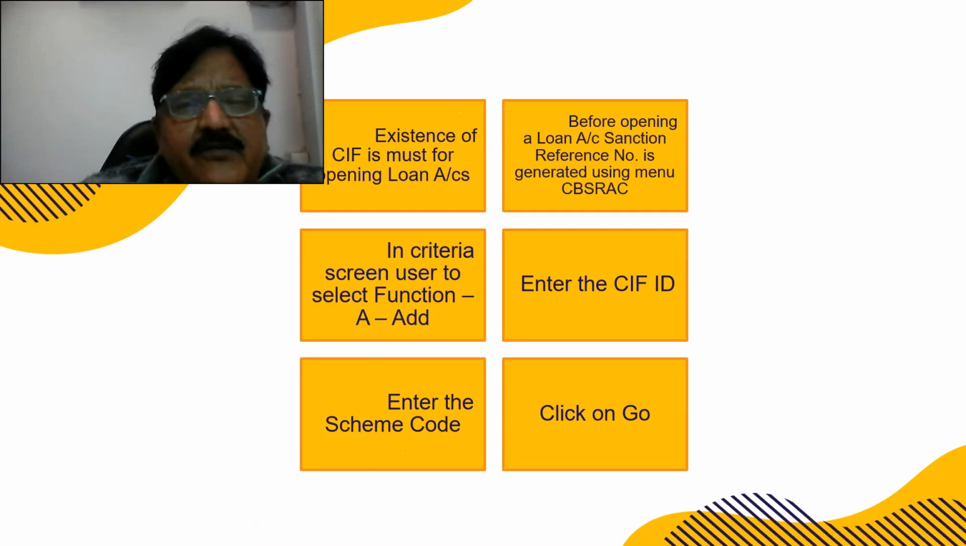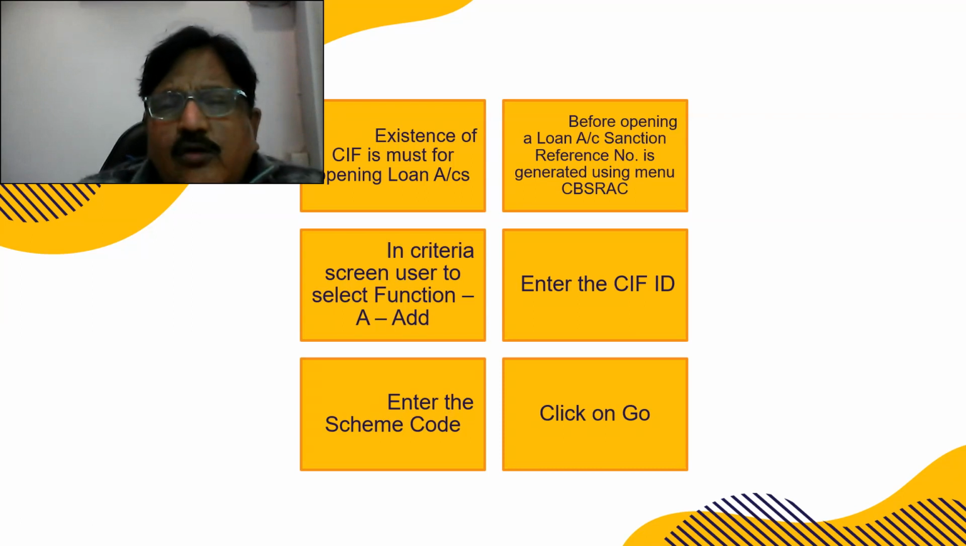First we have to create a KIF ID. Generally he may be having a deposit account with us, so the KIF may be there. We also have some reference number before opening the loan account. That command is CBSRAC. In the criteria screen, we add function, enter KIF ID, enter scheme code, which type of loan it is, and click on go.